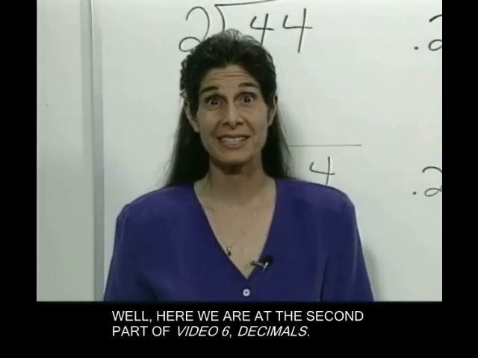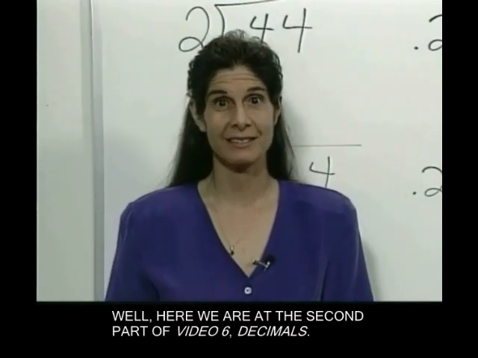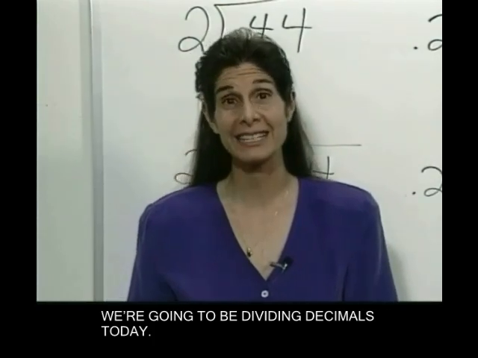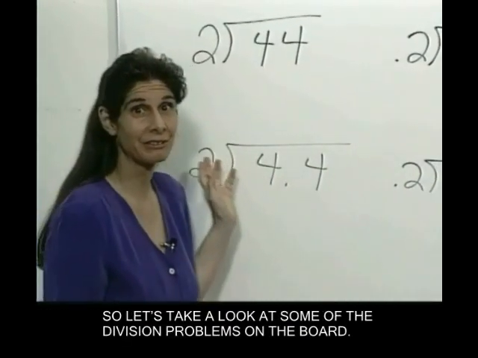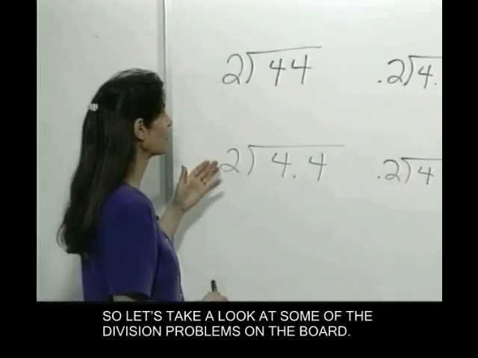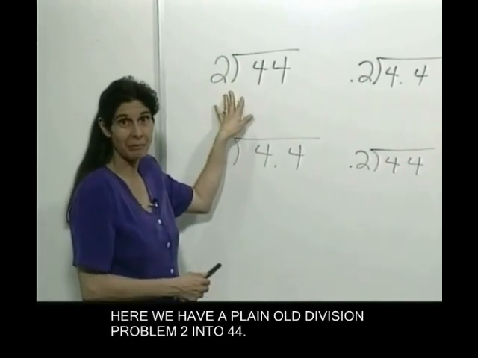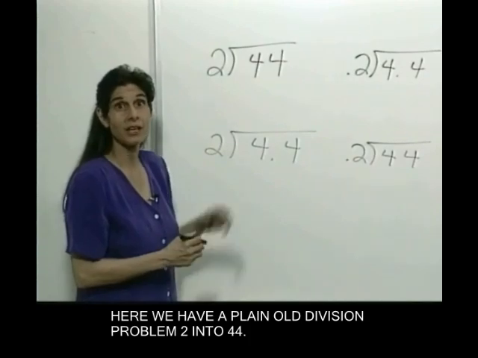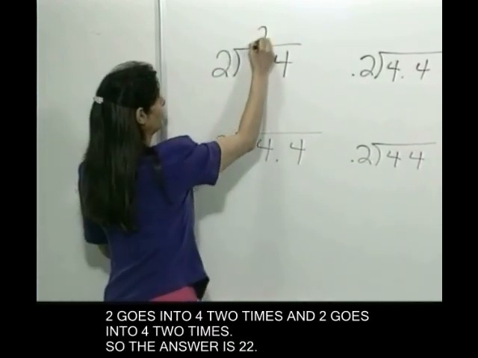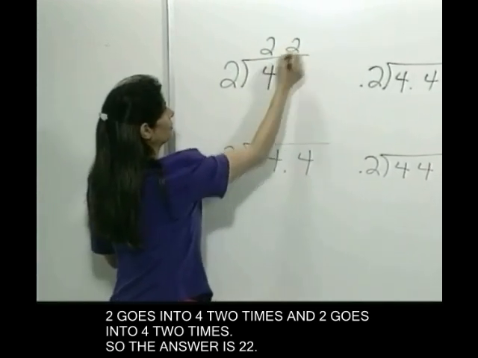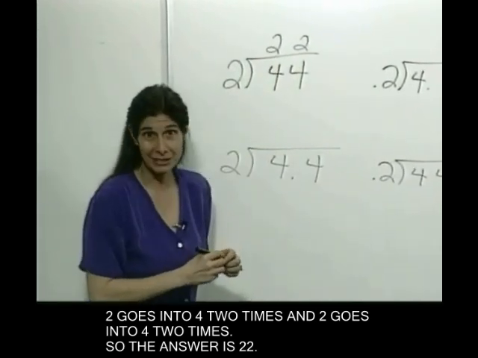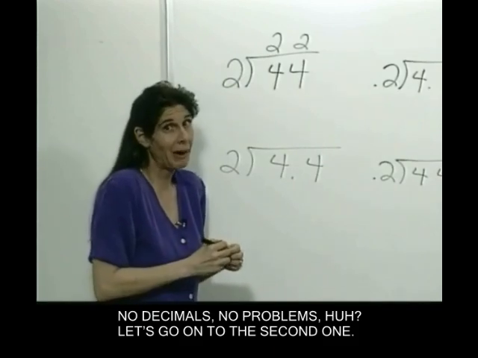Well, here we are at the second part of video 6, decimals. We're going to be dividing decimals today, so let's take a look at some of the division problems on the board. Here we have a plain old division problem, 2 into 44. 2 goes into 4 2 times, and 2 goes into 4 2 times. So the answer is 22. No decimals, no problems, huh?